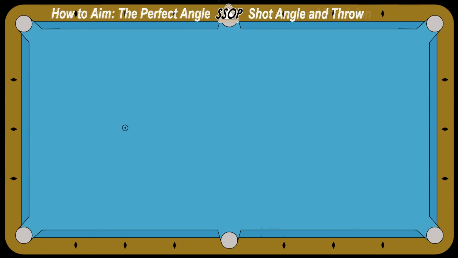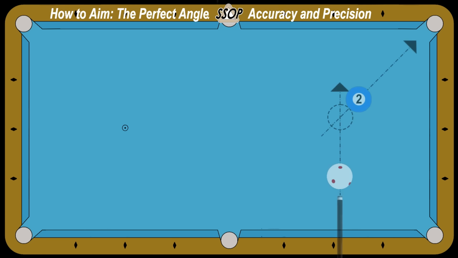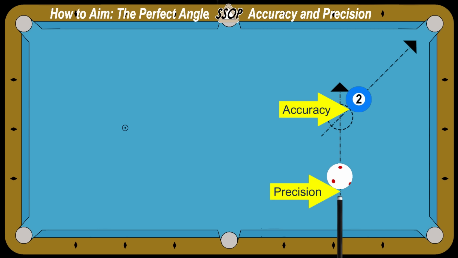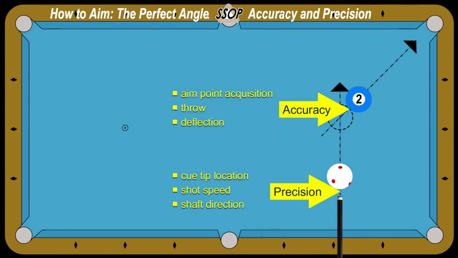Okay, now let's look at how accurate pool players need to aim. For the purposes of this video, I'm defining accuracy as how perfectly the object ball is struck, and precision as how perfectly the cue ball is struck. Accuracy is a function of aim point acquisition, throw, and deflection, while precision is a function of cue tip location, shot speed, and shaft direction.